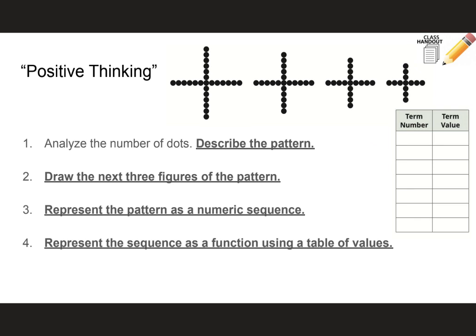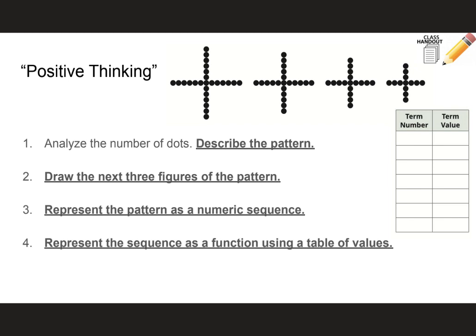So for each one of these situations, we're going to describe the pattern. We're also going to draw the next three figures in the pattern or list them out. We're going to represent the pattern as a numeric sequence, and then we're going to fill out the table of values. Okay, so if we look at this particular pattern here, we have figures that are in the shape of a plus.